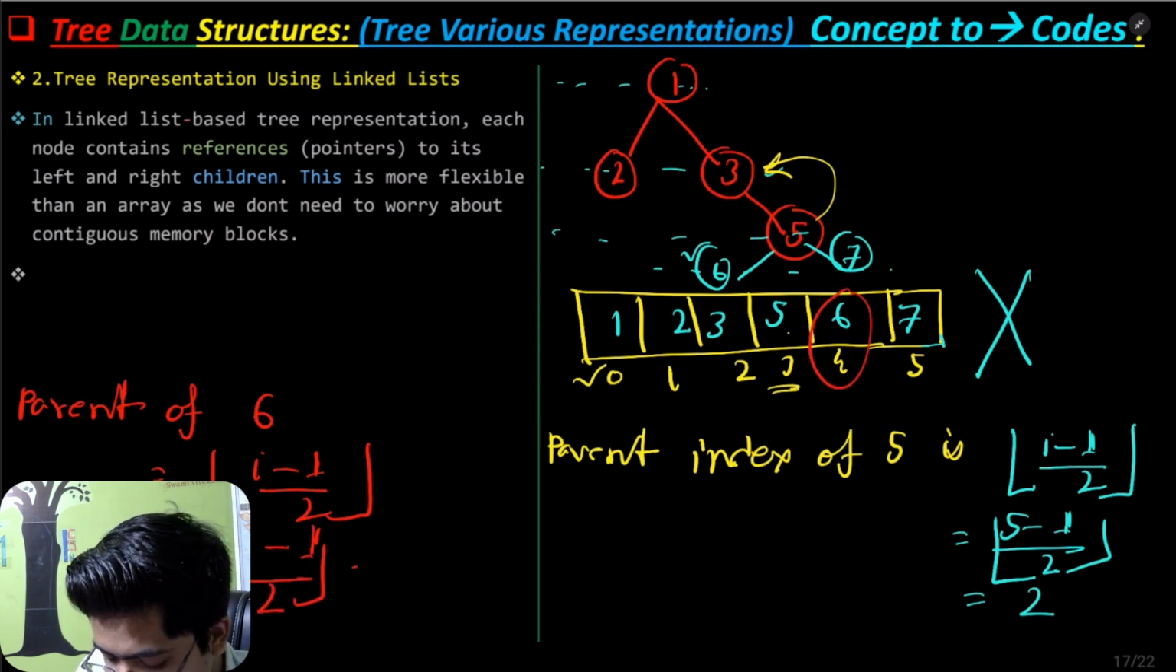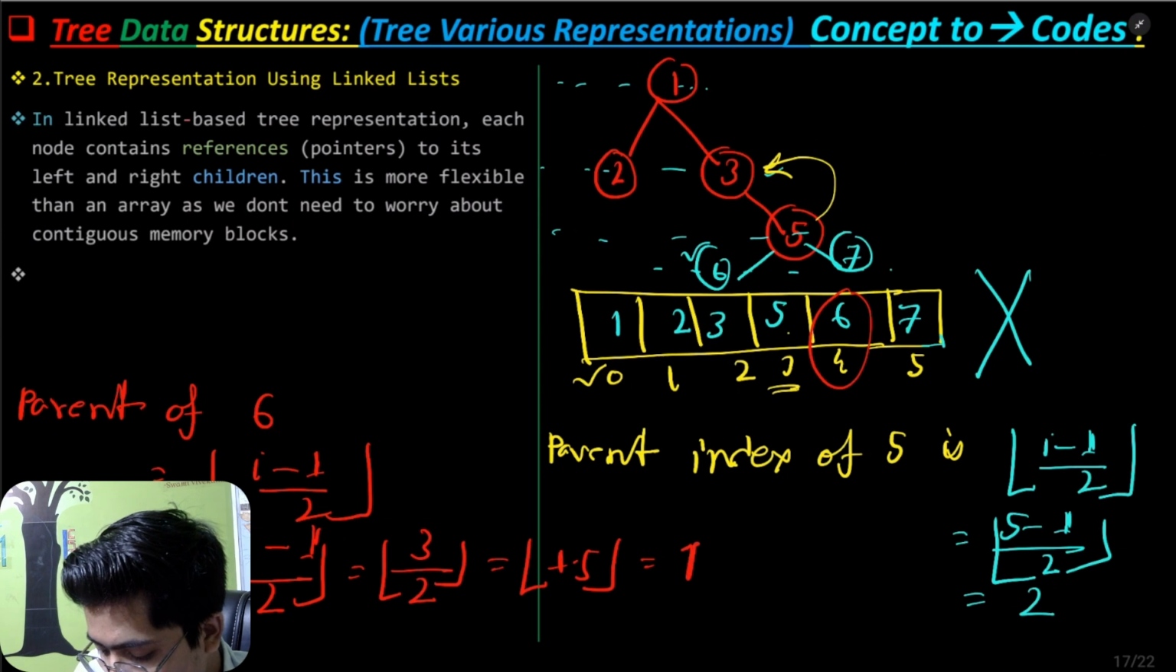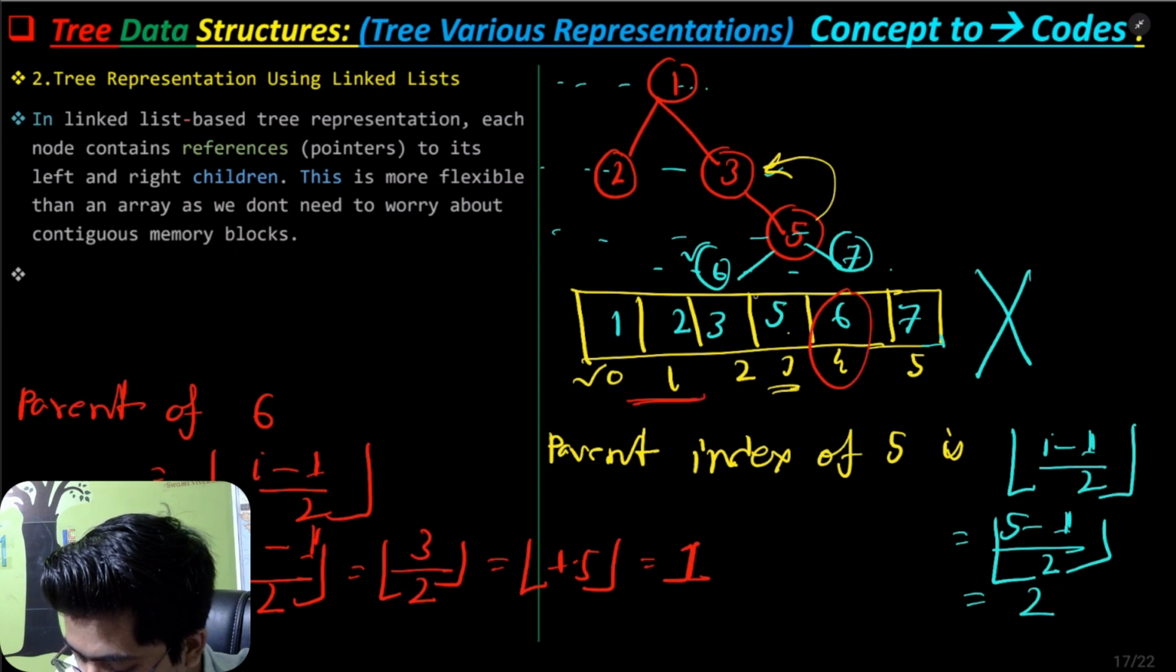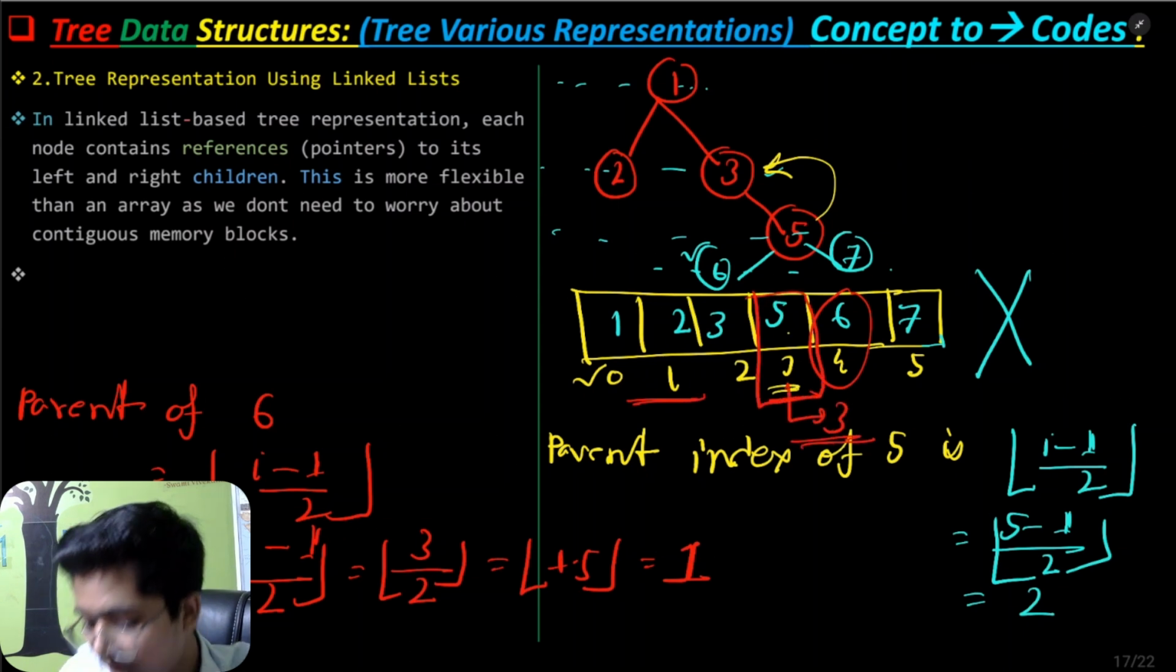So we take 4 minus 1, that is 3, by 2. The value will be 1.5, so we take the floor value, that is 1. So we'd find the parent of 6 at position 1. But look, at position 1 there is 2, and the 5 is at the third position.